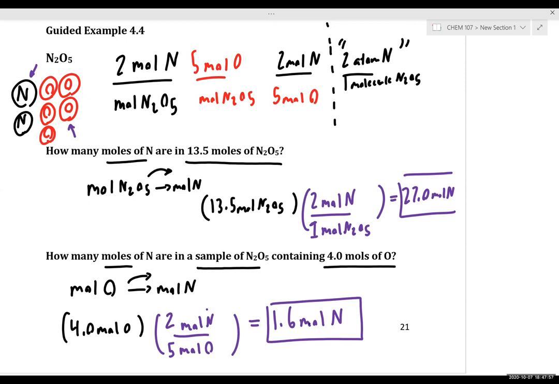Yes, my question was when you calculated the answer, you multiplied the 4.0 moles by 2. Yes, we multiply it by the ratio of 2 over 5 because we have 2 moles of nitrogen in our formula per every 5 moles of oxygen. So you take 4 times 2 divided by 5. Okay, got it. Thank you.